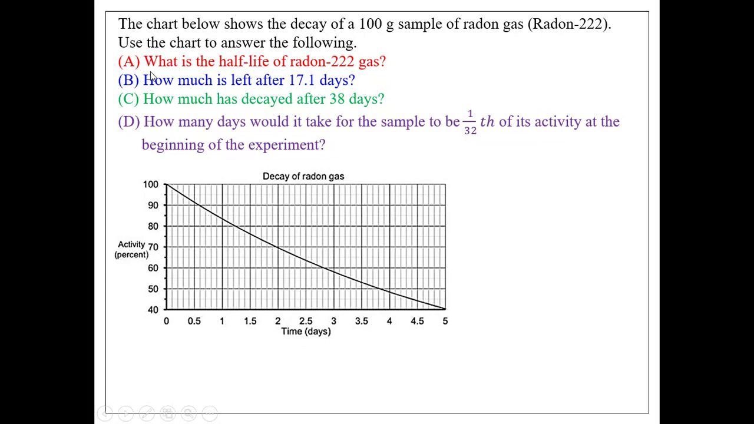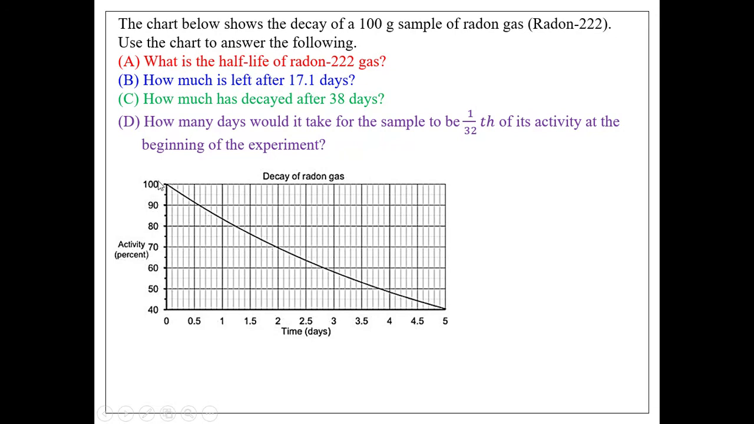But part A asks us to find what the half-life of radon-222 is. Well, half-life just tells you how much time it takes to go from the full amount to 50% of it, like 100% to 50%. So the graph here tells us the activity in percent. So this is 100%. The first split would go from 100% to 50%, right? Whatever the amount is, but the percentage just stays the same, okay?